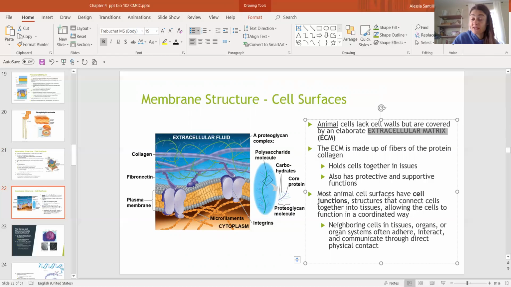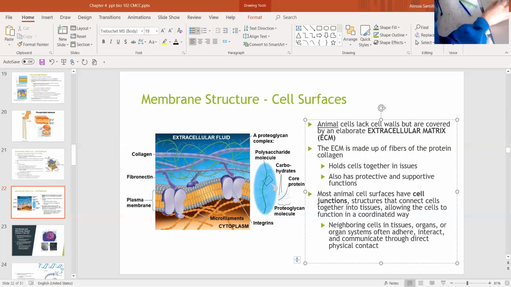Our cells can be attached to one another. Most animal cell surfaces have cell junctions. These are structures that connect cells together into tissues and allow the cells to function in a coordinated way. These little junctions attach animal cells together, and they help us communicate with our neighboring cells. Neighboring cells in tissues, organs, or organ systems often adhere, interact, and communicate through direct physical contact thanks to these cell junctions.